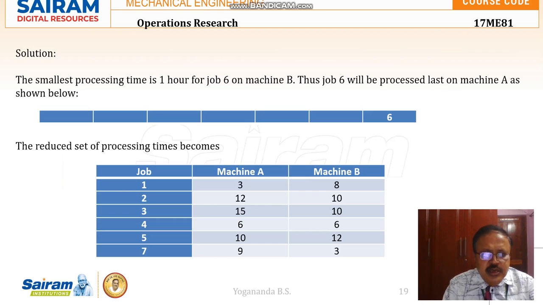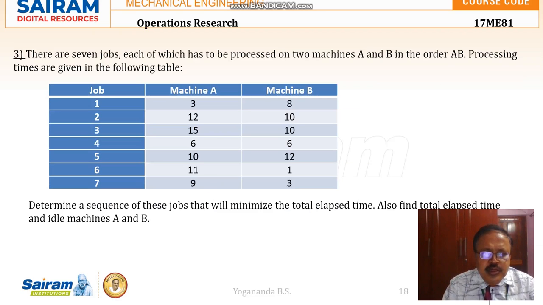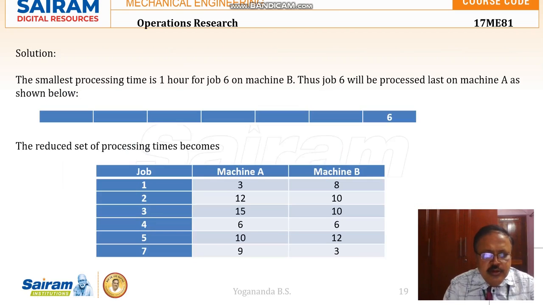First you have to search for the minimum processing time. In the given table, the least processing time is 1. That is for the second machine, machine B, for job 6. Since it is for the second machine B, job 6 is to be placed at the ending of the sequence. If it were on the first machine A, it would have been placed at the beginning of the sequence.